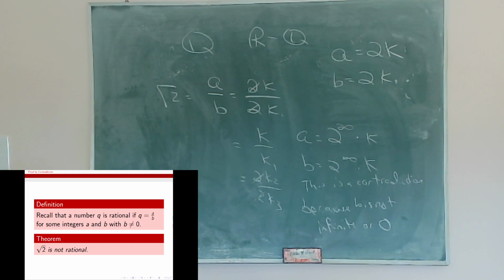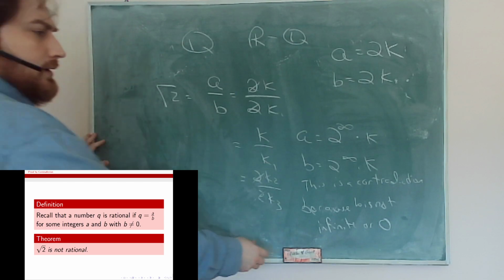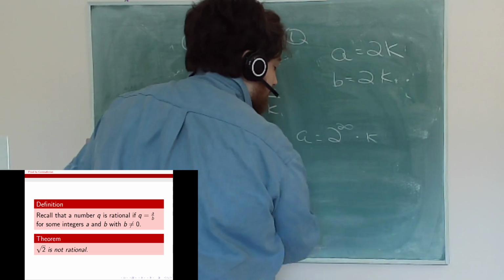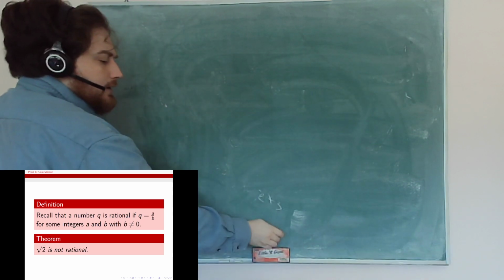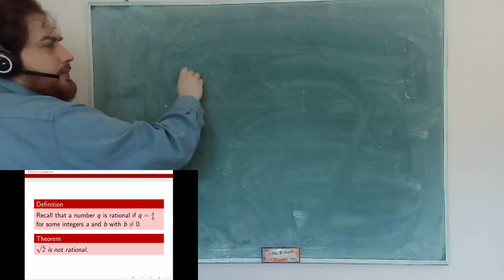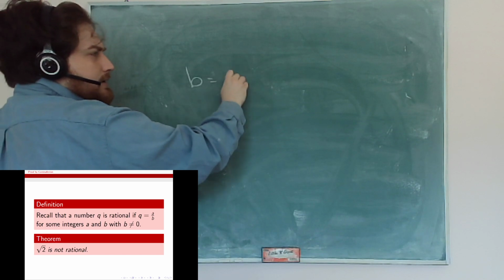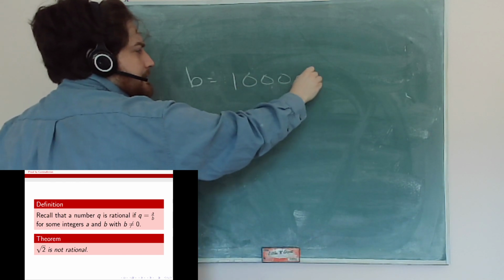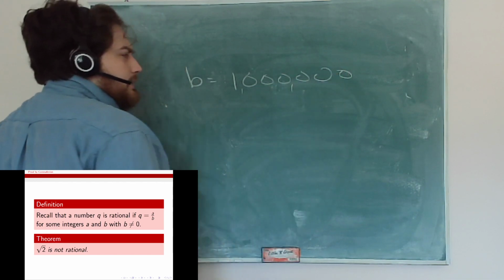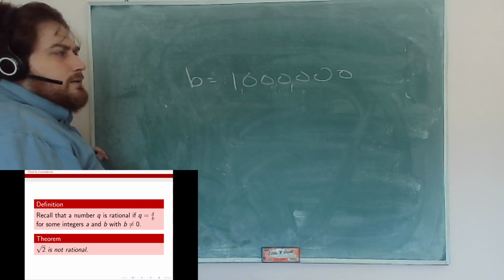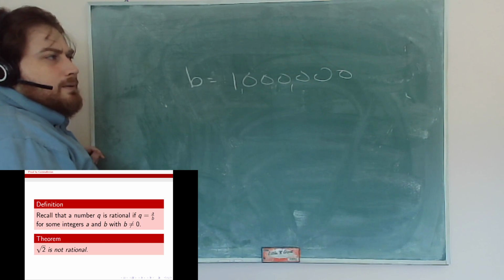So, you don't understand why it's a contradiction that b can't be infinite. So let's actually look at that. The idea here is that b has to be a finite number. So b is something like, I don't know, 1 million. Now, it could be some huge number. It can be even bigger.